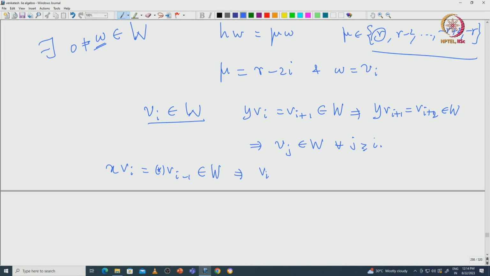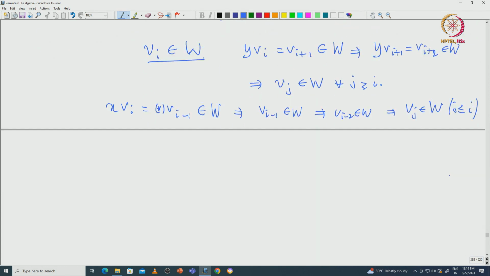So, that proves that Vi minus 1 will be in W, and that proves that Vi minus 2 will be in W and so on. So, that proves that Vj will be in W for all j less than or equal to i. So, this actually implies all Vj are in W for all j from 0 to R. That proves that capital V is a subset of W. Okay. So, that proves that V is W.